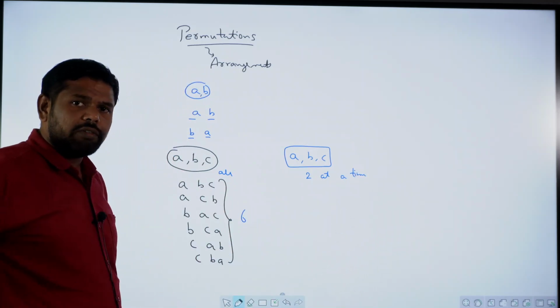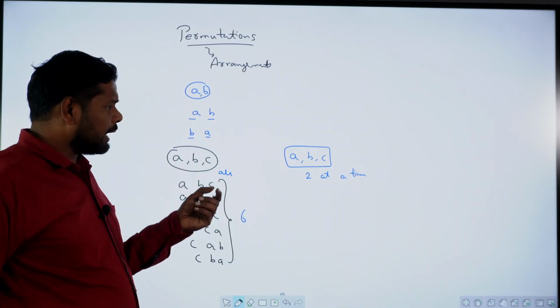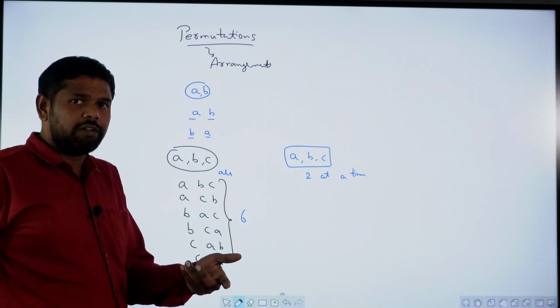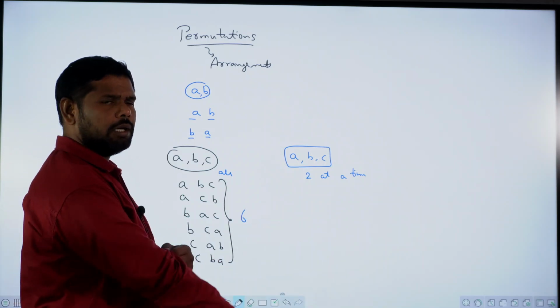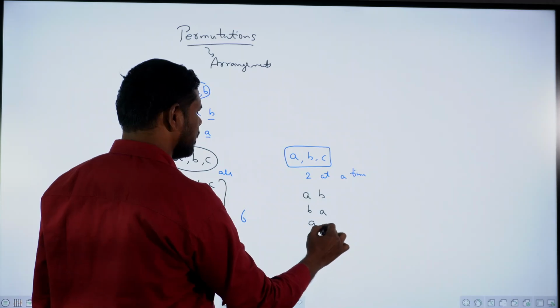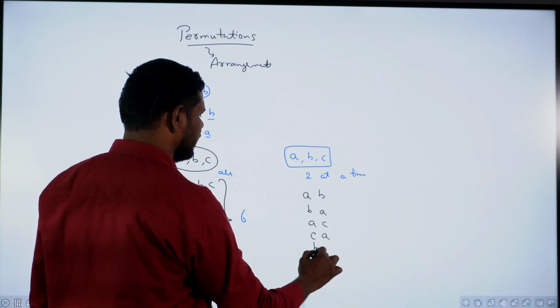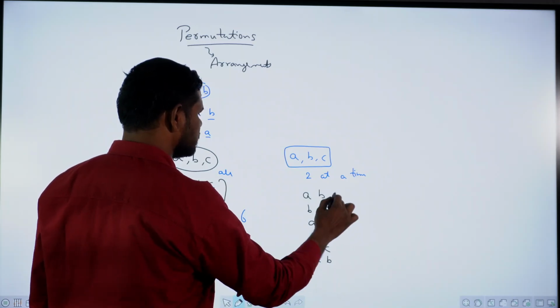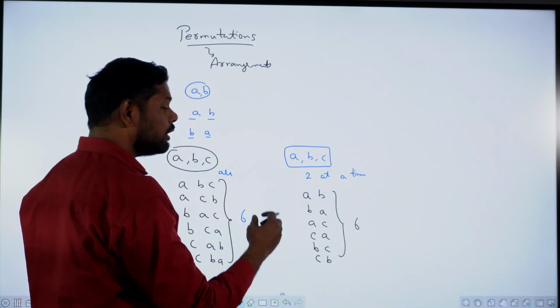Out of A, B, C persons, we can arrange 2 at a time. In total, how many ways? Generally, by observation: A comma B, B comma A. Then A comma C, C comma A. B and C, C B. How many ways? 6 different ways. So how are we going to find this?